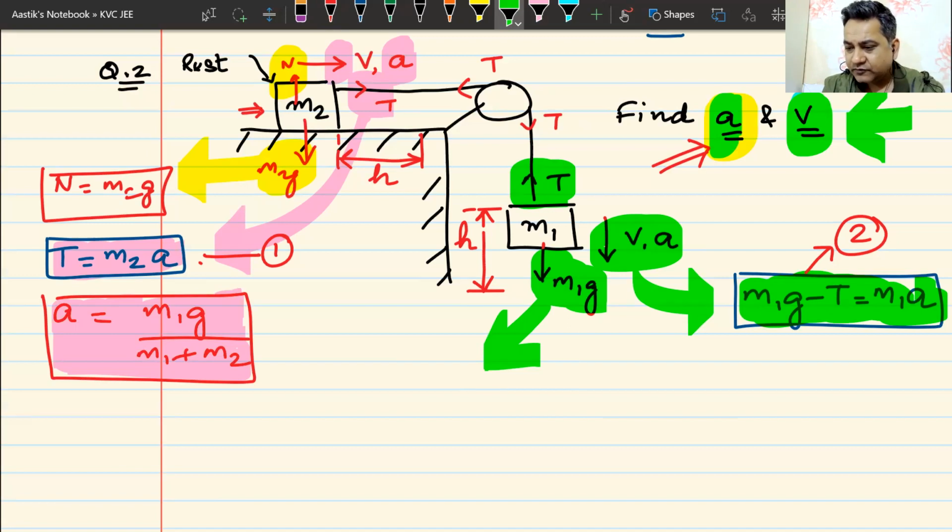Why am I seeing so much of movement in the class? Okay, whatever happens with this block, the same thing happens with the other block.